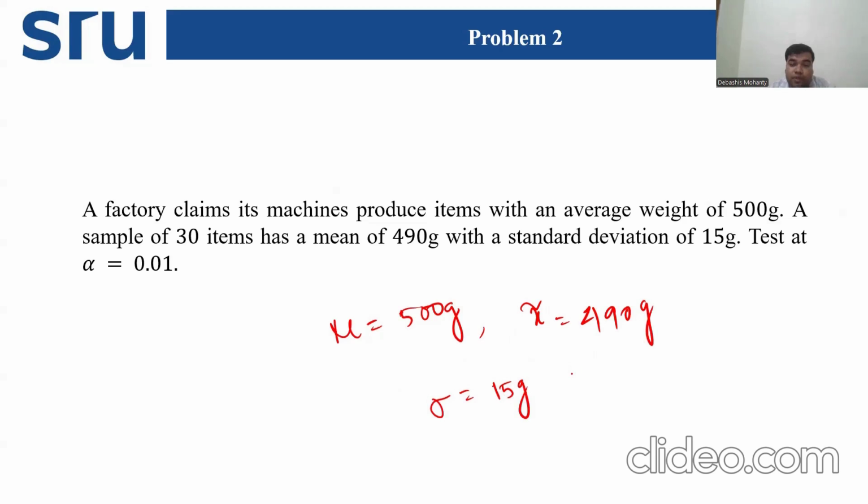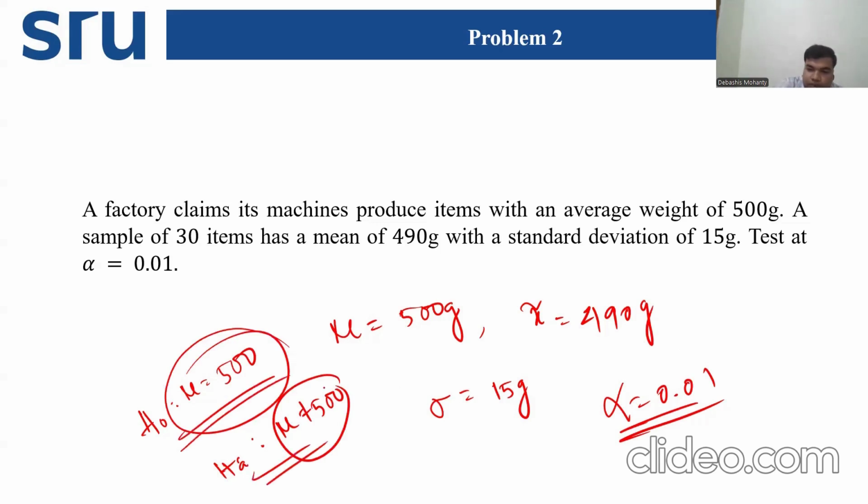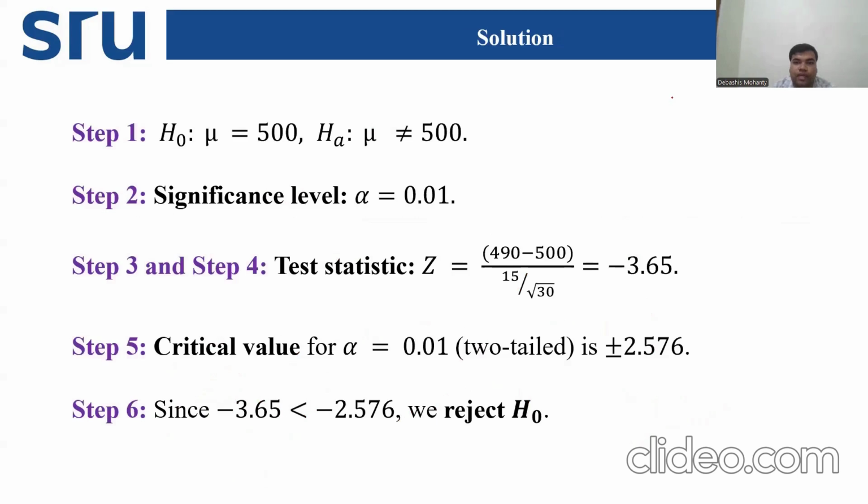So, students, we have to check the statistics. Hence, we have to test at alpha equal to 0.01. Right? So here we have to check the null hypothesis mu equal to 500 and the alternative hypothesis mu not equal to 500. Those two we have to identify and check. Right? So coming to the solution part, here is the solution, students. Stepwise we will go.